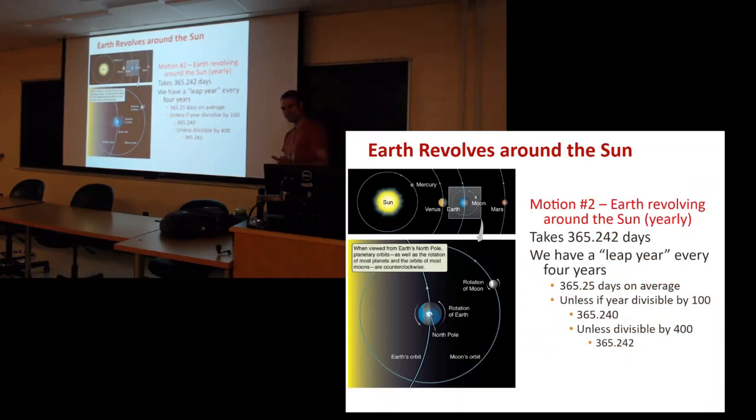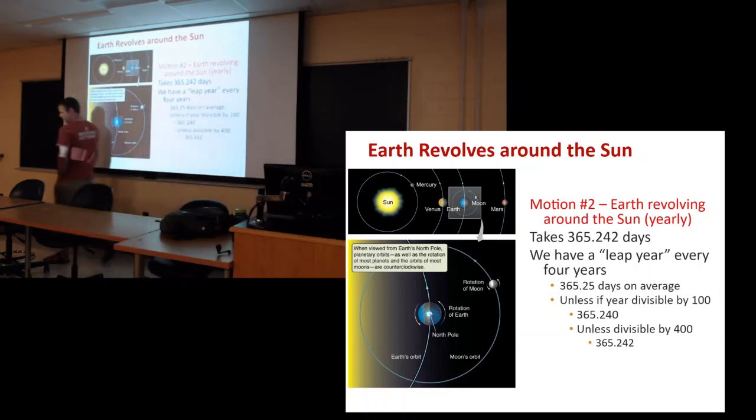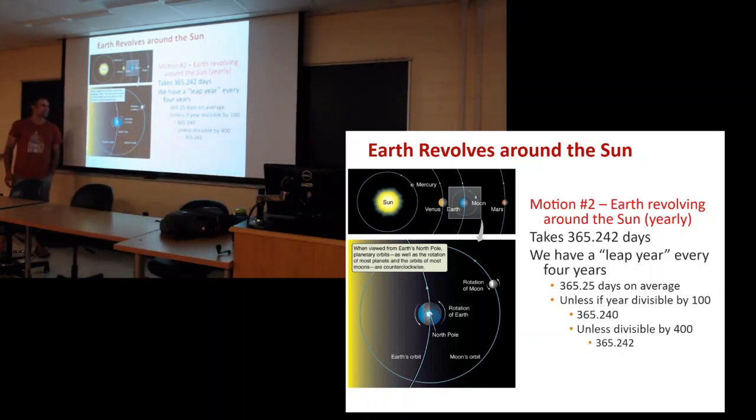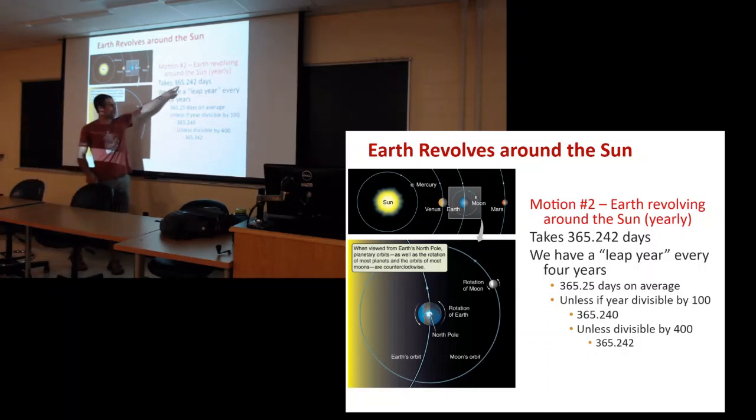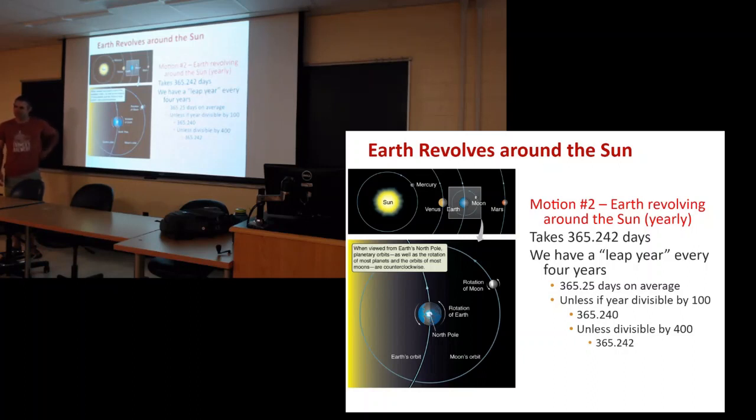This is kind of interesting, and probably your students won't know this, or at least won't have internalized it. But the revolution period of the Earth about the Sun is not some nice integer. It is 365.242 days, which is why every 4 years we have a leap year. And that gets us to 365.25 days averaged over a 4-year cycle. Unfortunately, that's a little bit too high.